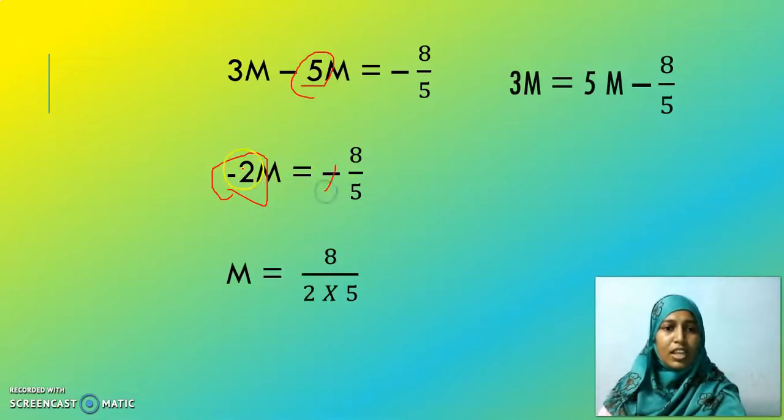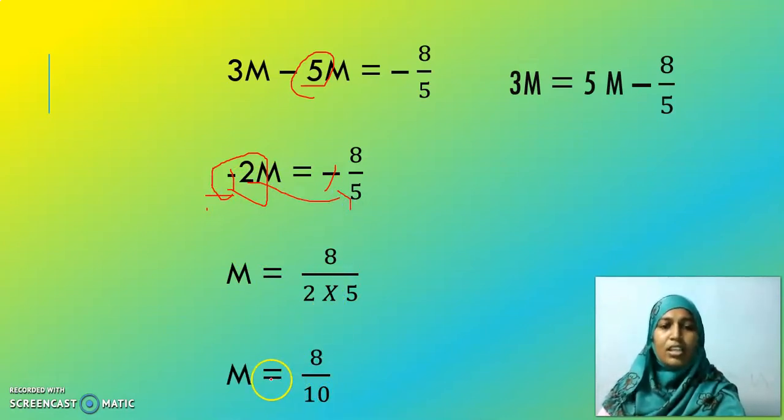Here this 2 gets cancelled. Minus minus cancel. It means dividing by minus on both sides. I am dividing by minus on both sides. So m is equal to, this gets transposed to the denominator, so 8 by 10 is the solution.